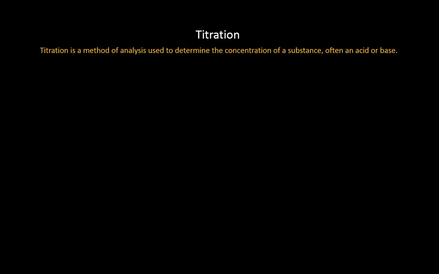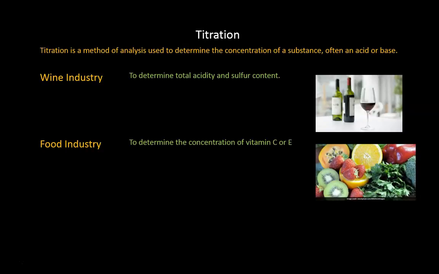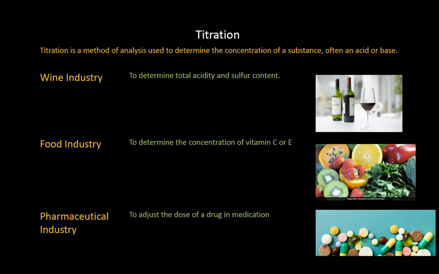Where do we find titrations? They are widely used in the wine industry to determine the total acidity and sulfur content of a wine. In the food industry, they are used to determine the concentration of vitamin C or E. And in the pharmaceutical industry, they are used to adjust the dose of a drug in a medication. So these and other types of titrations have wide-ranging applications and importance.